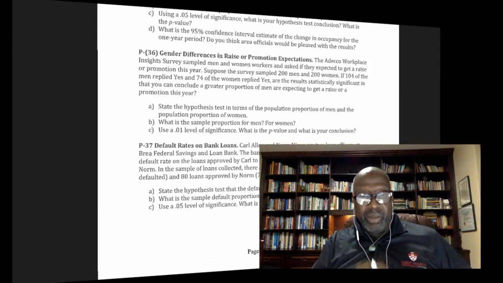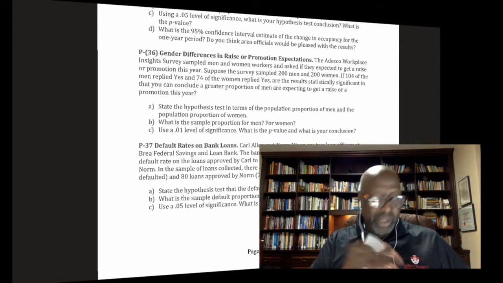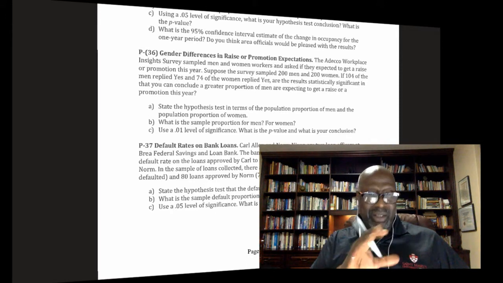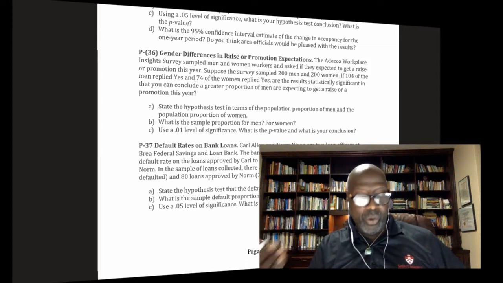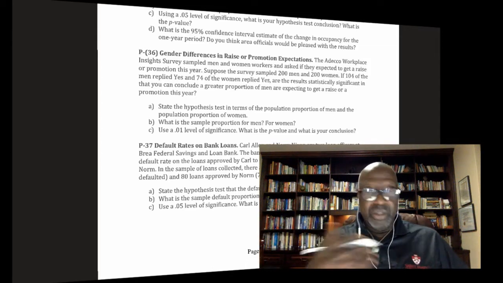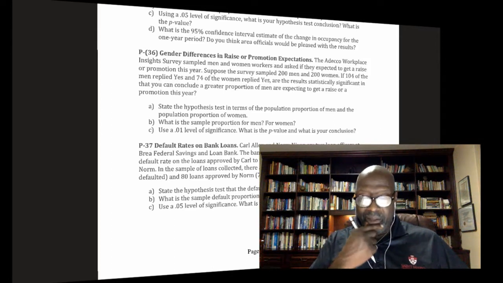We have a question that we're going to deal with about gender differences in terms of raise or promotion expectations, and whether or not there's a difference between the proportion of women who feel that they will get a pay raise or a promotion versus men. And so that's an interesting sociological problem to look at, right?